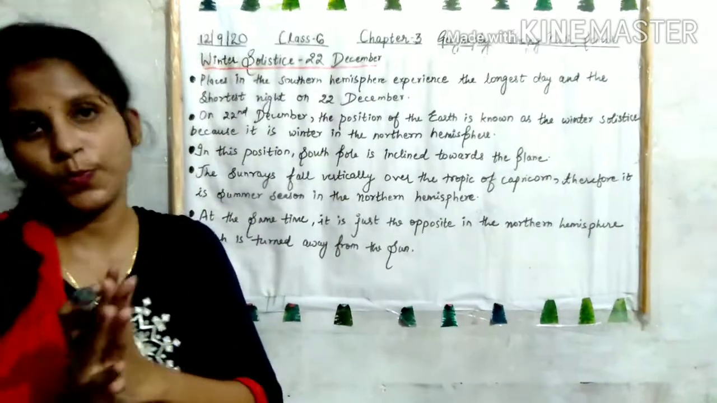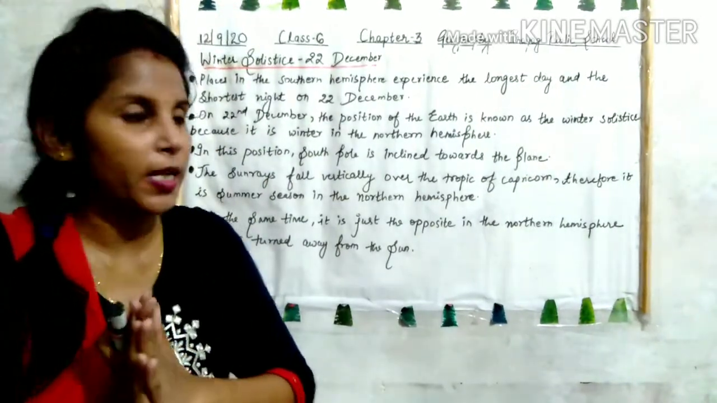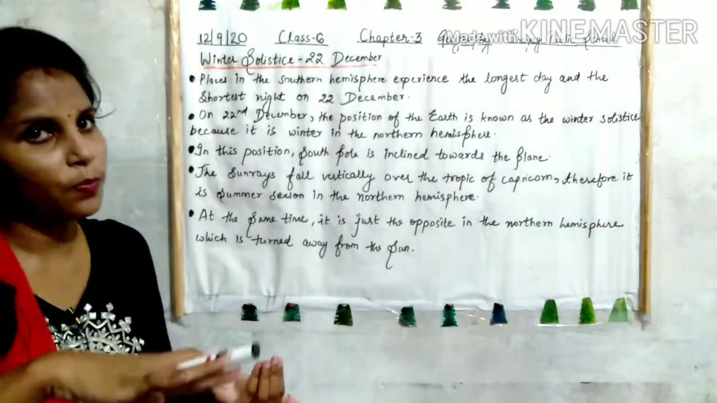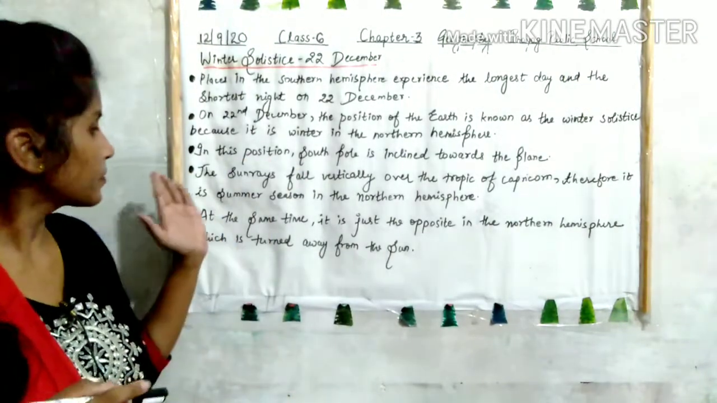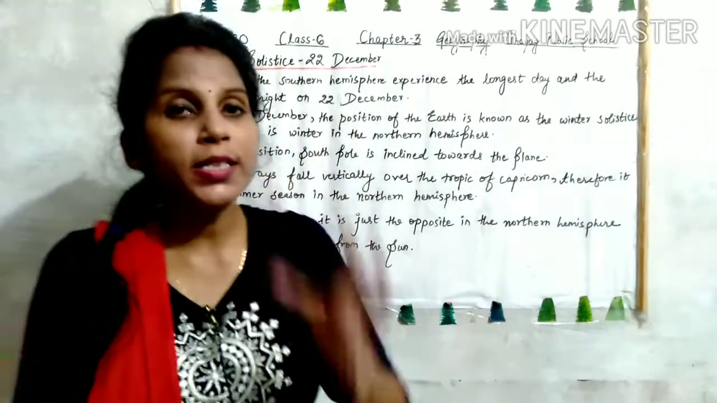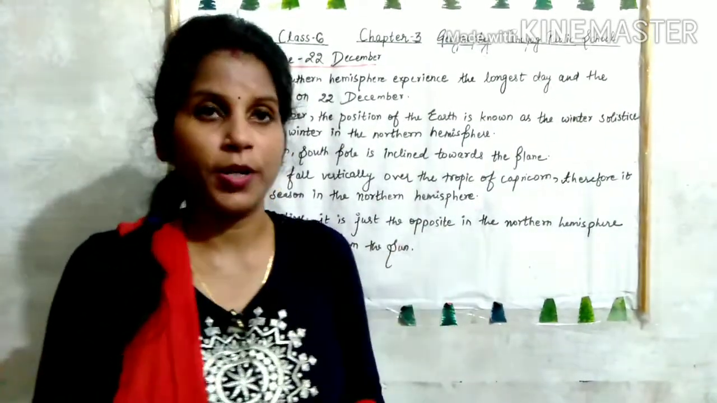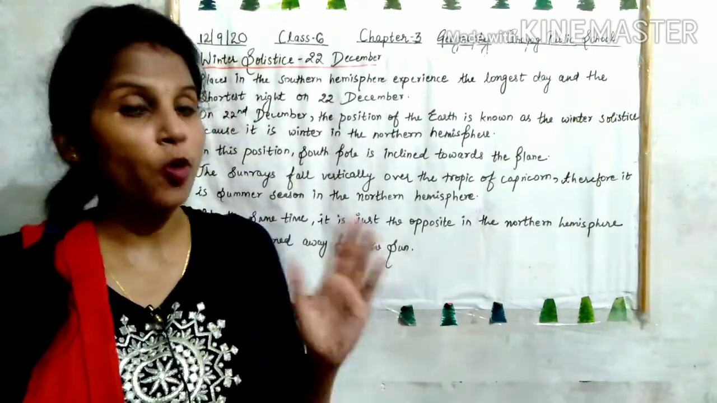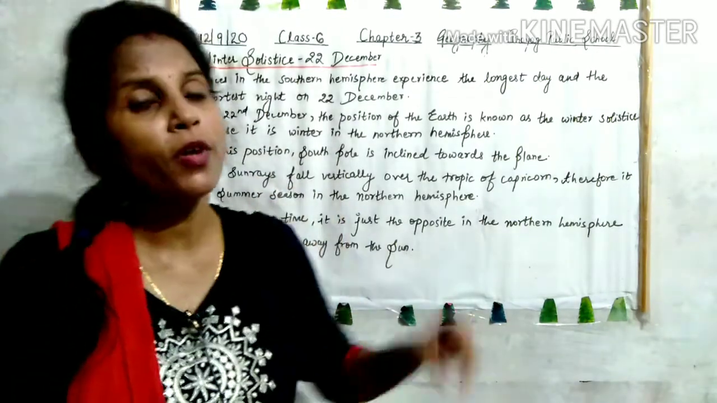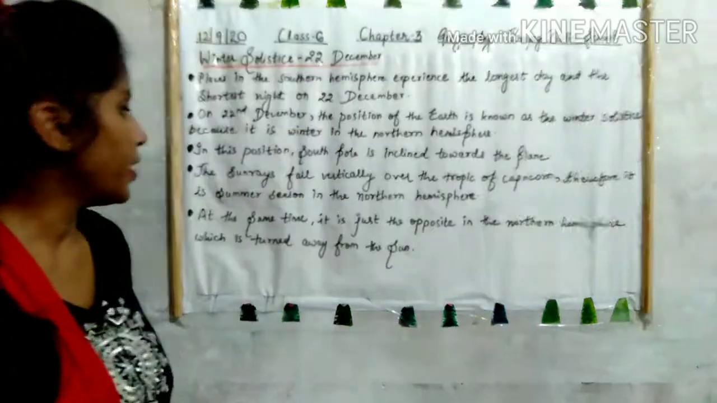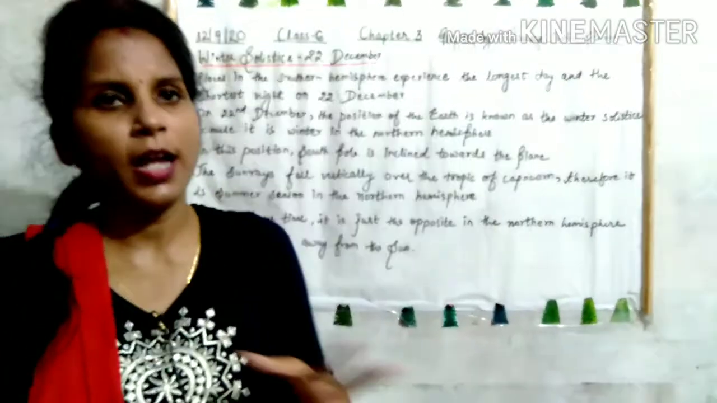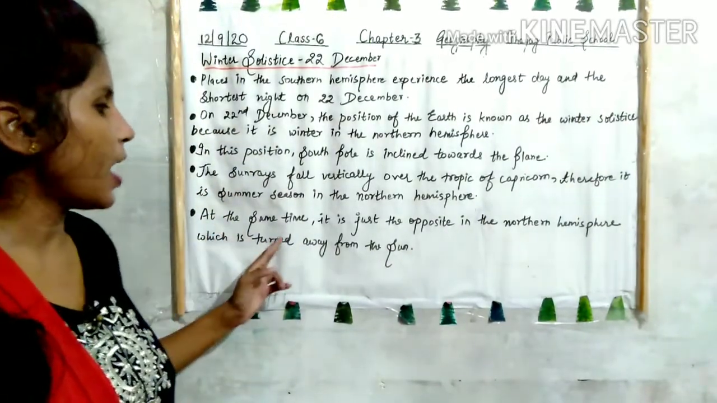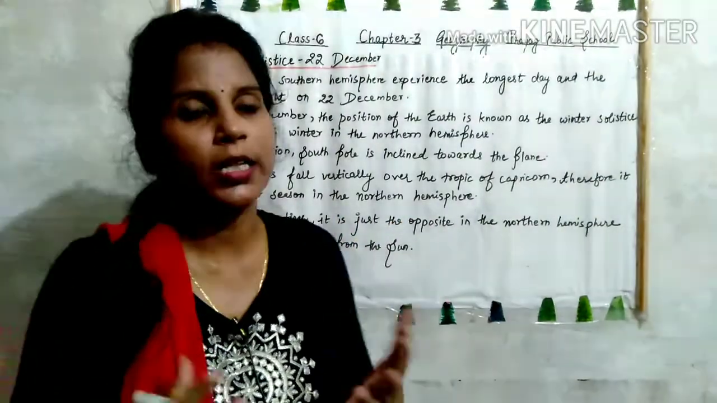plane, and in winter solstice, if you look, the south pole is inclined towards the plane. Okay, then the sun rays fall vertically over the tropic of Capricorn. In summer solstice the sun rays vertically fall upon the tropic of Cancer, here the tropic of Capricorn. Therefore it is summer season in the southern hemisphere. Just the opposite. Okay, then at the same time it is just the opposite in the northern hemisphere.